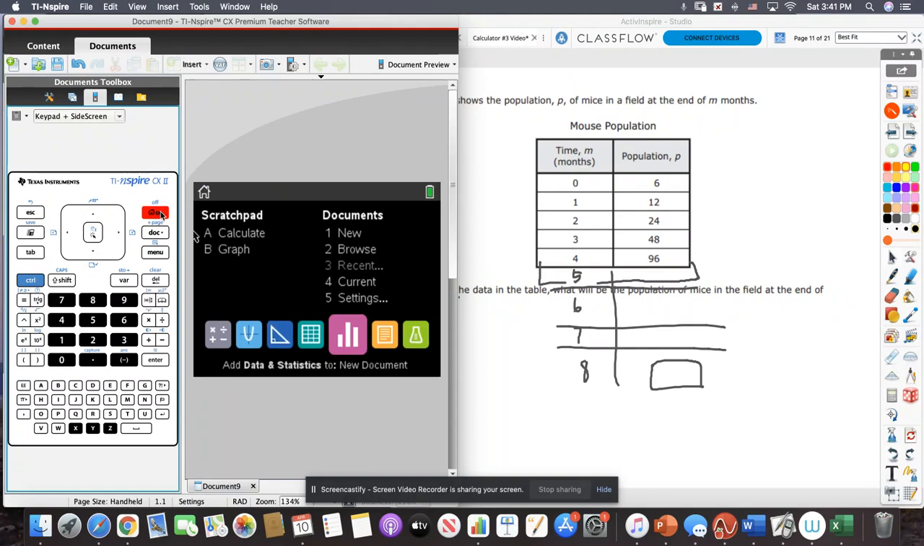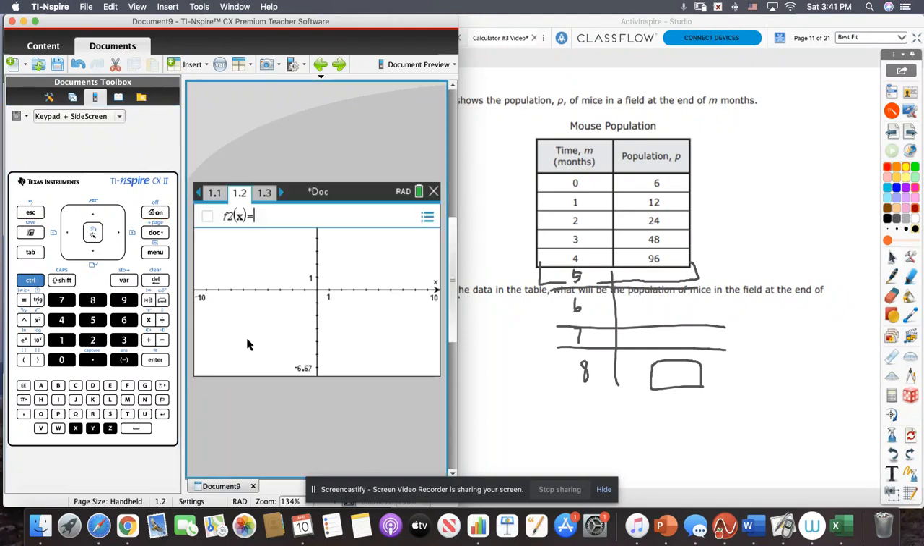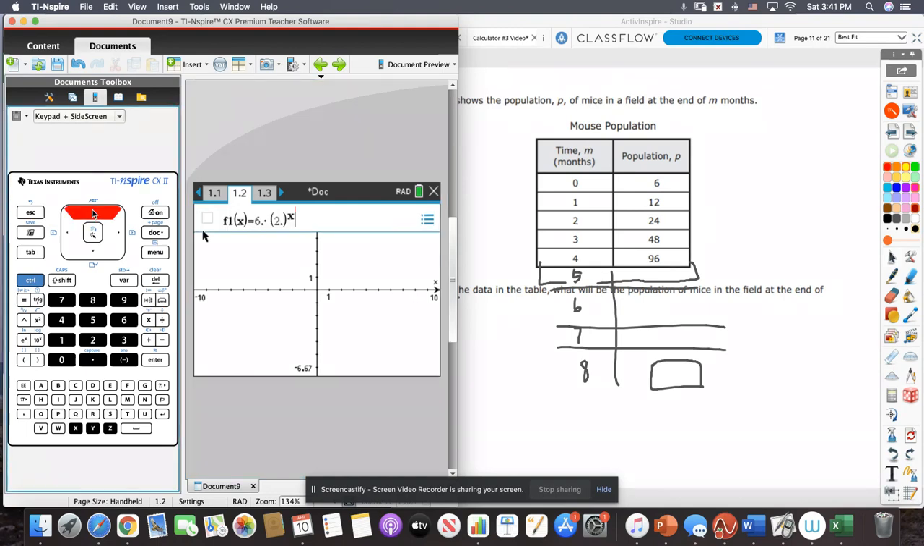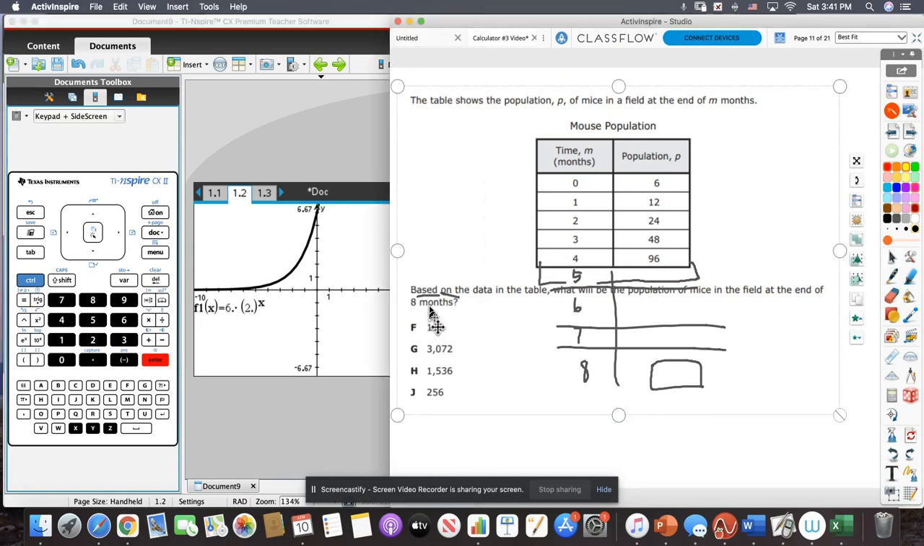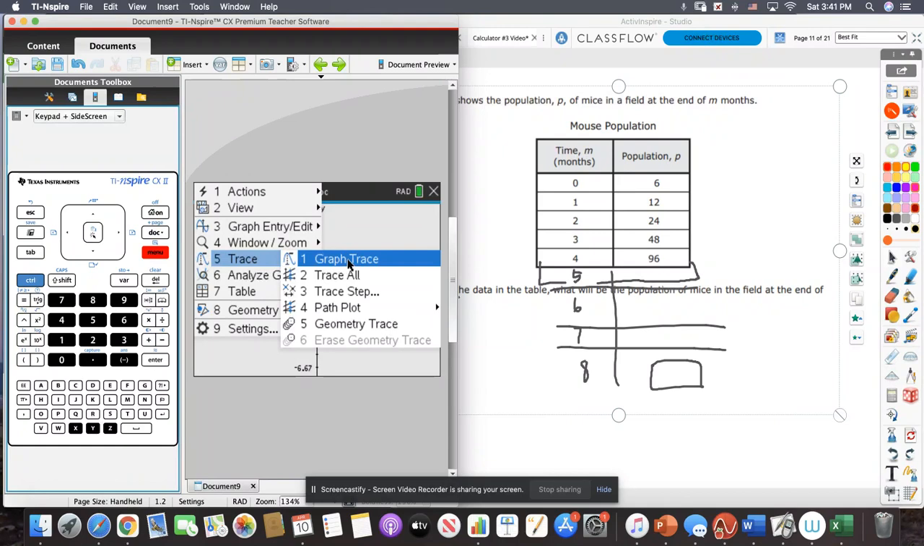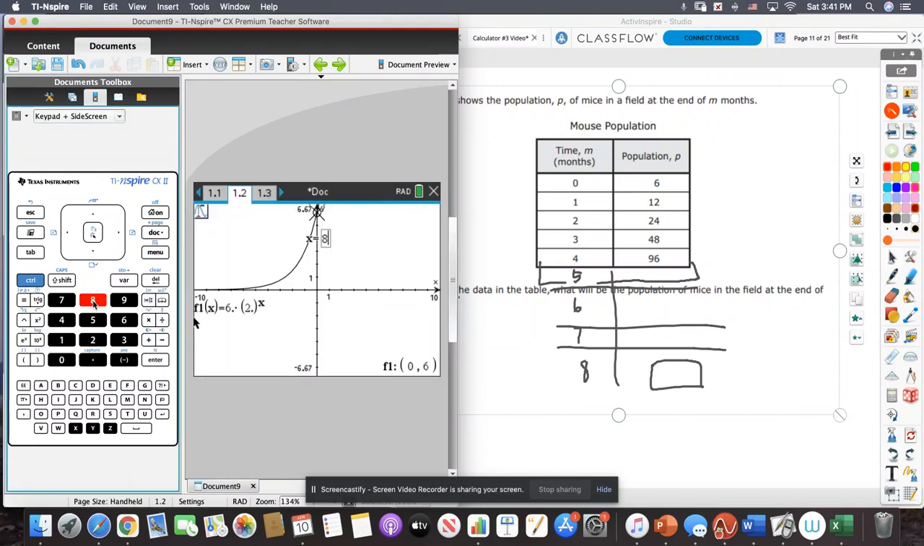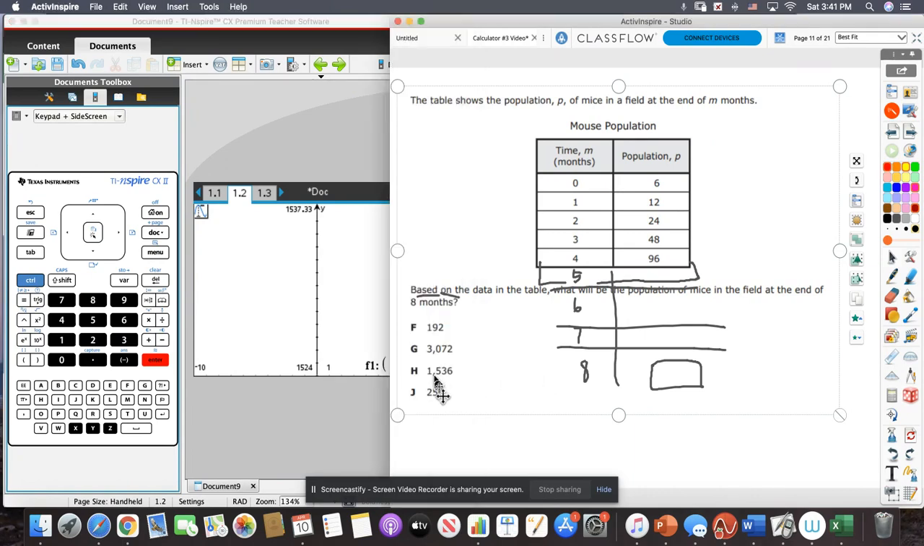So when I go home into the graph, it goes to F2. I have to hit the up arrow key. There, it's put it into the equation for me, so I can hit enter. So here's my graph. Now I can find out what's happening at 5, 6, 7, and actually the only one they're looking for is 8. So menu, trace, graph trace, input 8, output 1,536. There's your answer, 1,536.